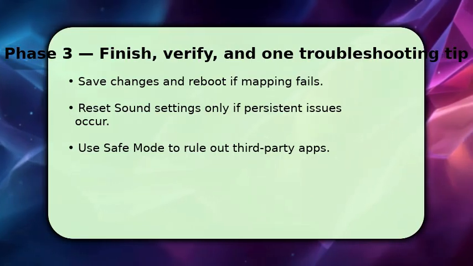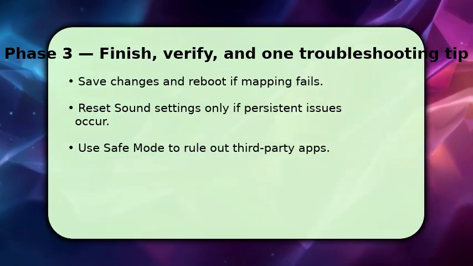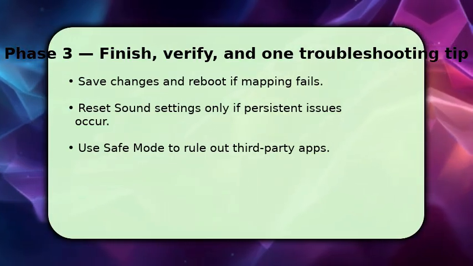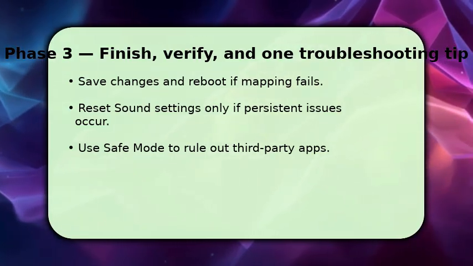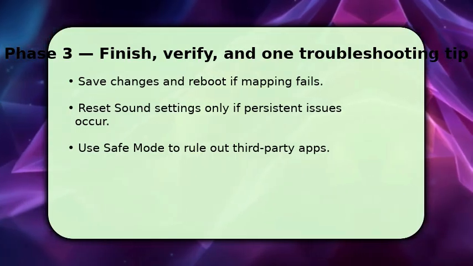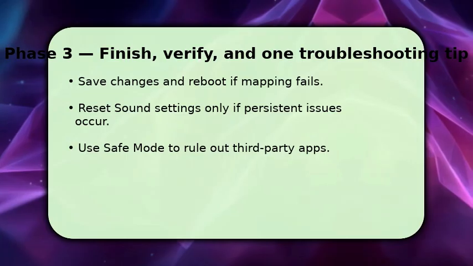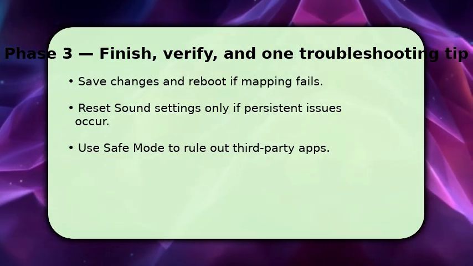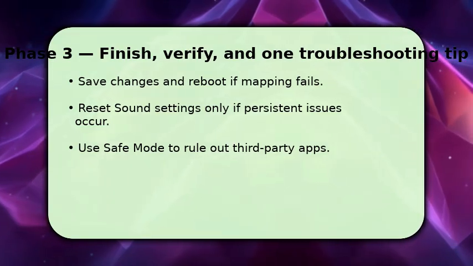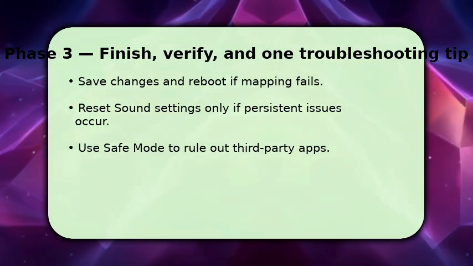If the button still behaves incorrectly, reboot the phone first. That clears temporary conflicts. Should problems persist, reset only sound settings rather than full factory reset and test again. If you suspect an app is overriding buttons, boot into safe mode to isolate it. One key troubleshooting tip: if physical keys are unresponsive after a drop, inspect hardware. Software fixes won't help a damaged button.